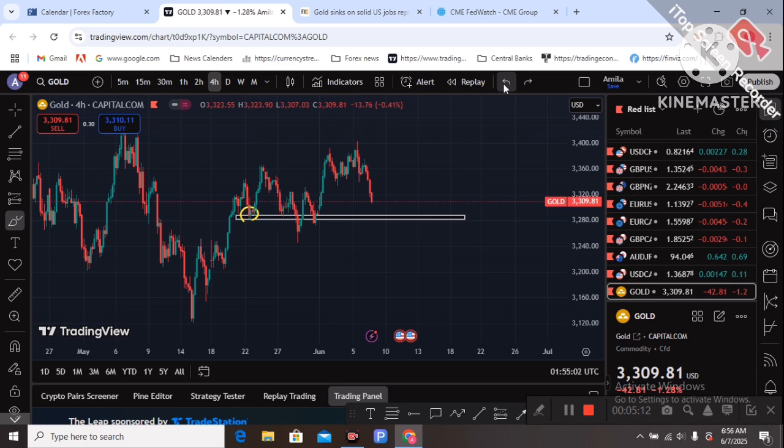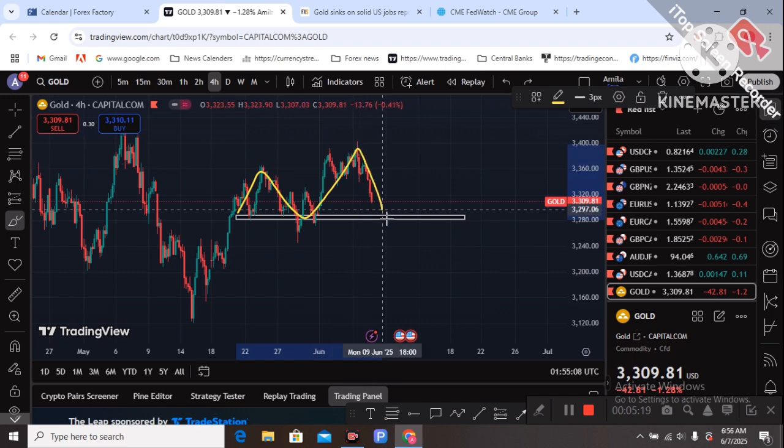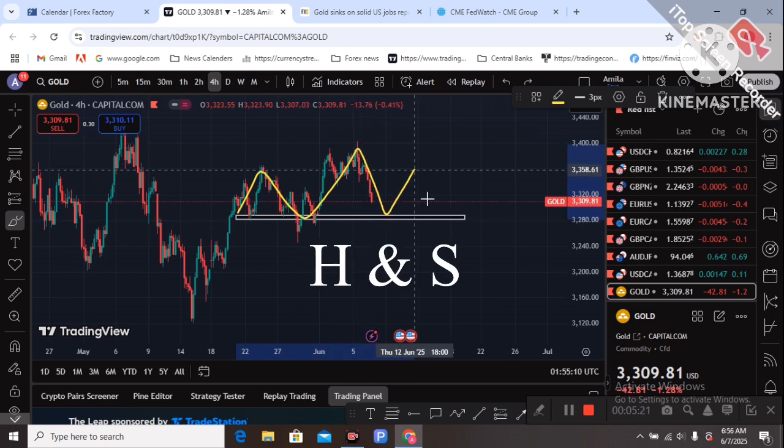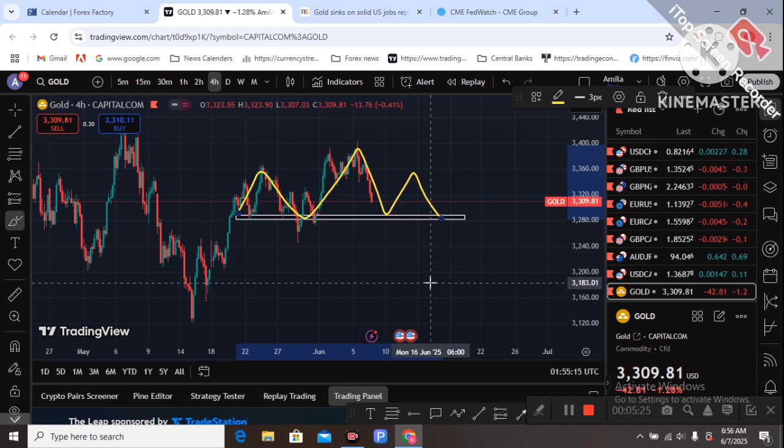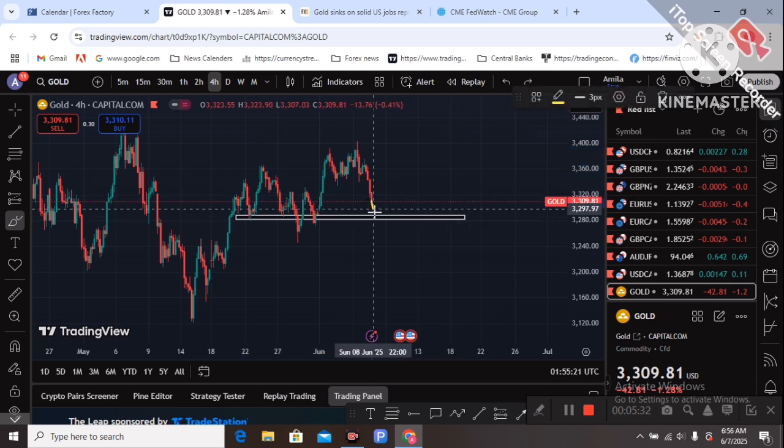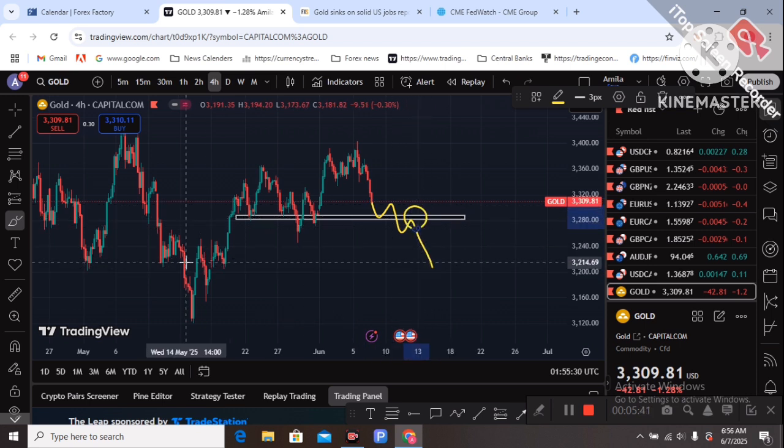I am also seeing an interesting pattern here. This is the left shoulder, this is the head, and this can be next week's right shoulder. This is my forecast pattern you should watch next week. Interestingly, if this 3280-90 level fails to hold support, that is your sell opportunity. Below 3200 is the target.